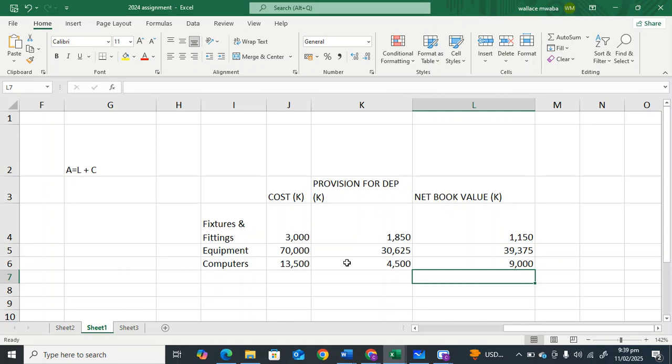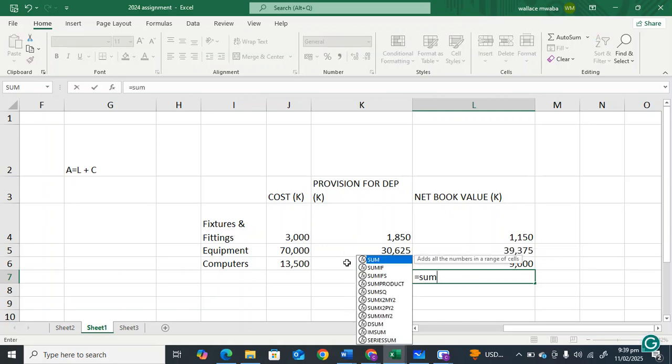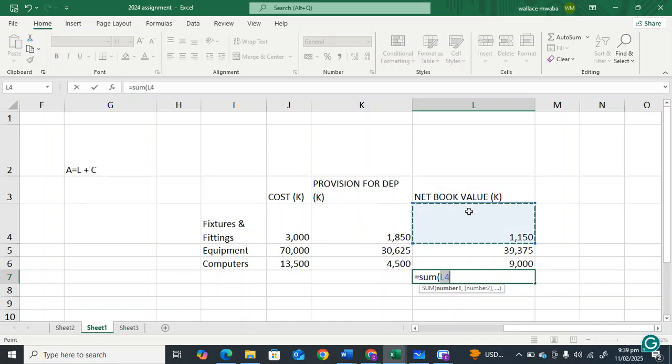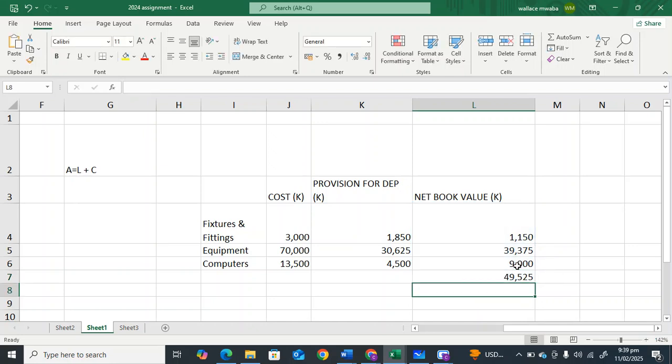After that, you just total up the net book value. The net book value is basically, and you get 49,525. So this is the total value for our non-current assets.